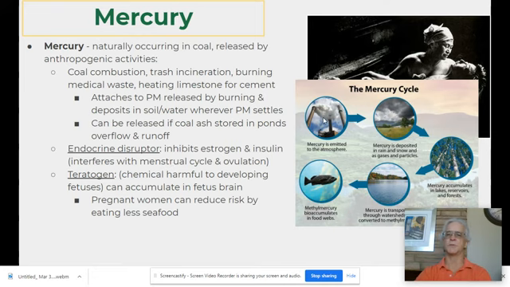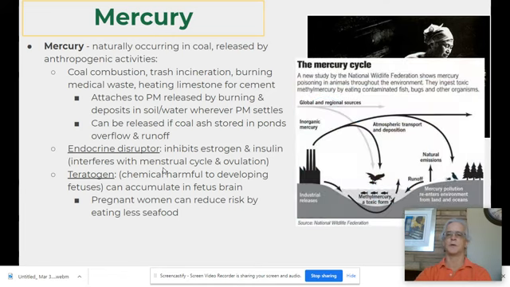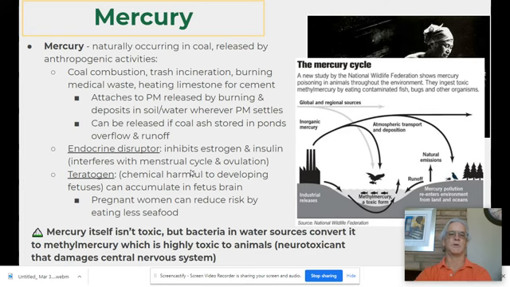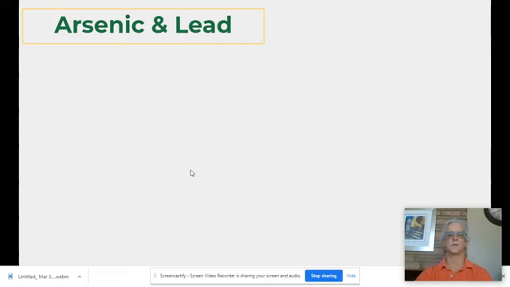So what happens is the mercury is emitted, goes into the water, into the trees, down into water, out into the ocean, and it accumulates. It bioaccumulates, which we'll learn more about in upcoming units. The mercury cycle, again: it's burnt, goes down, and bioaccumulates. Mercury itself isn't toxic, but the bacteria in the water sources convert it to methylmercury, which is highly toxic to animals. It's a neurotoxin that damages the central nervous system.